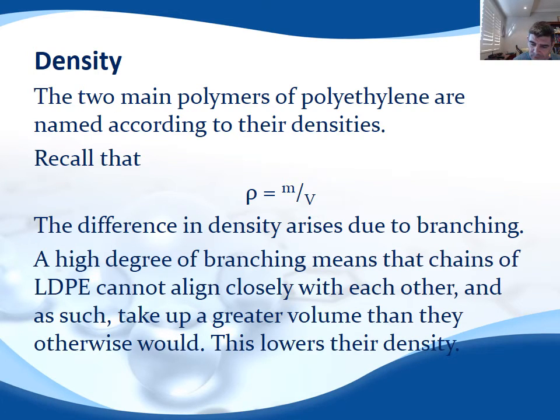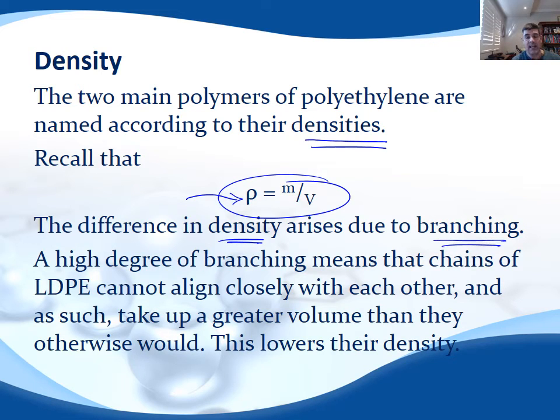Now, one of the important things about this process that makes it different to the production of LDPE is the actual densities, and it's so important that we name them on the basis of how densely packed the chains are. You might remember that the formula for density is mass over volume. This is the symbol, the Greek letter rho, which is used to represent density, and it's found by dividing the mass by the volume. So differences in the density are a result of branching.